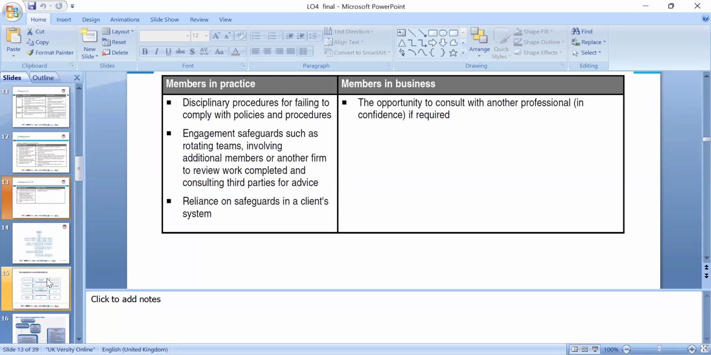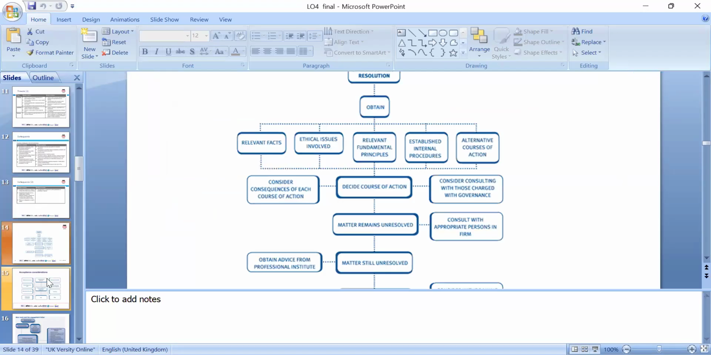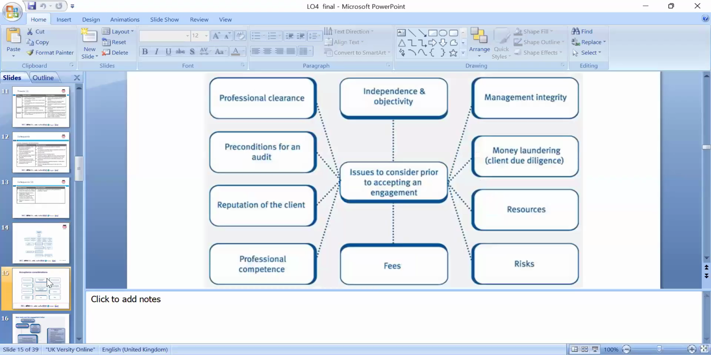For the member in practice, there are disciplinary procedures, complying with the policies, engagement and safeguards. We need to make sure of reliance on the safeguards in the client, and the opportunity to consult with others. That's the key. We need to look at the International Federation of Accountants: ethical issues, relevant internal and external procedures, and safeguards. Those need to be in place.